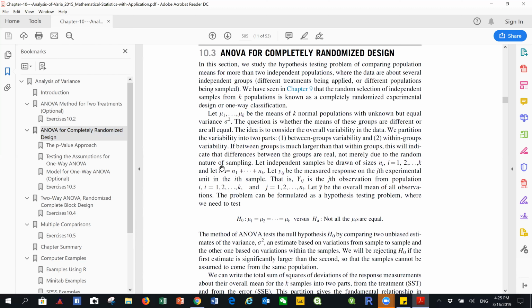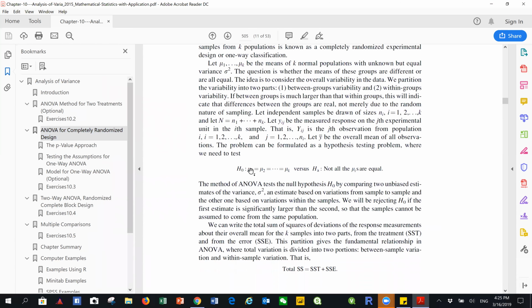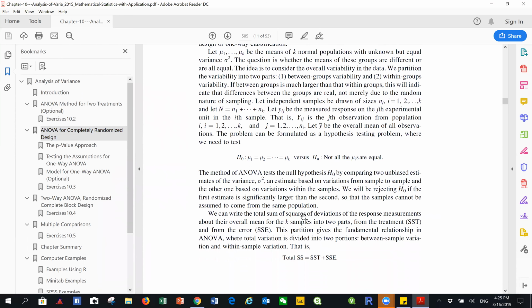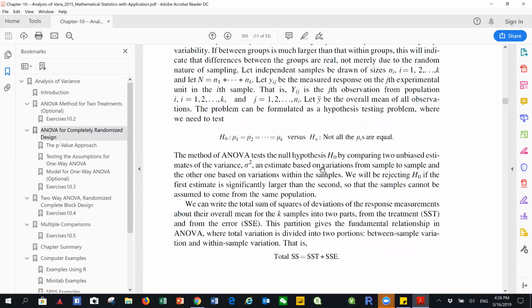Okay, and you measure the response Yij in the j-th experimental unit in the i-th sample. Okay, so formula-wise, notation-wise, it is a little bit strenuous to understand, but not totally impossible. But for people who are not so used to formulas, they may be confused. But I think you're okay.